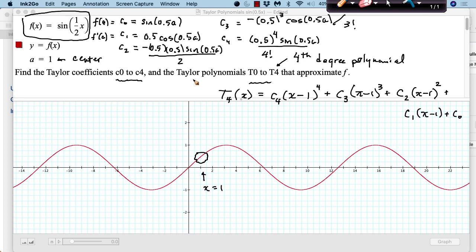So first of all, questions about finding the c's or then using those c's to write? All I did was T4. I didn't write out the other ones, but I have them written out below. I'll show you them in a second. But any questions about finding the c's or writing out the fourth degree polynomial? Yes, please.